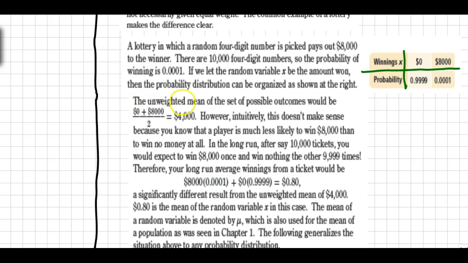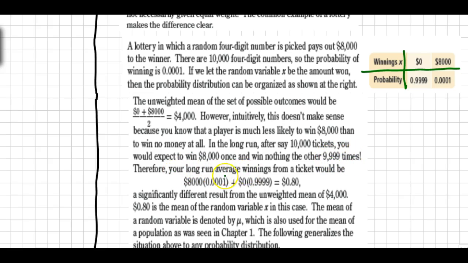So now let's talk about the unweighted average, or just the regular average here. You either win nothing or $8,000 out of the two outcomes, so the average winnings here would be $4,000. However, we know that this doesn't make sense because a player is much less likely to win $8,000 than they are to win no money at all. In the long run, let's say after all 10,000 tickets have been sold, you would therefore expect to win $8,000 only once and win nothing the other 9,999 times.